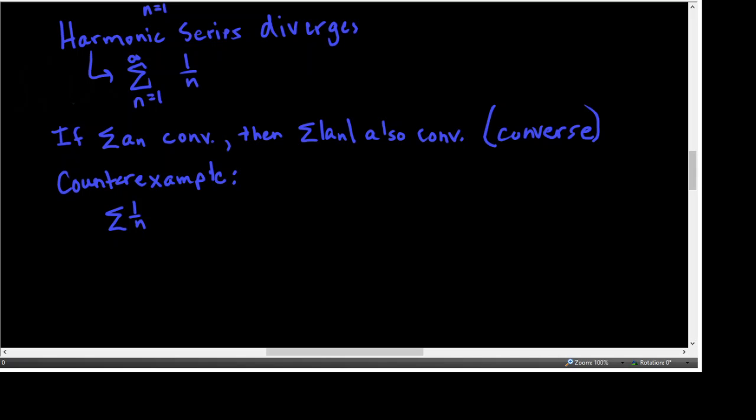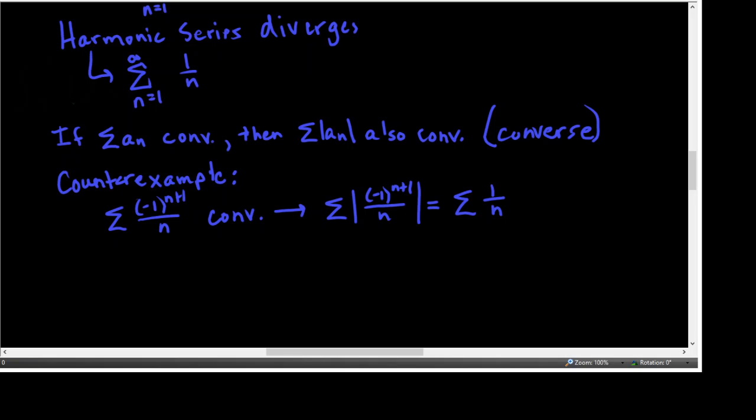Let's make sigma of a sub n be this one. Negative 1 to the n plus 1 over n. Of course, we already know that's the alternating harmonic series. So we know that it converges. And because of that, that would imply that sigma of the absolute value of that would have to converge too. If you take the absolute value of any power of negative 1, you're going to get 1. And if you take the absolute value of n, which is already positive, you'll get back n. And so that's supposed to say that this also converges if the converse were true.